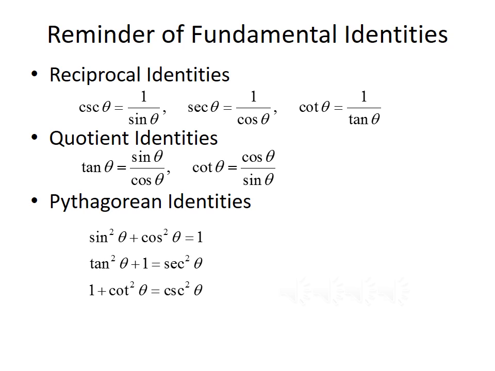And finally, we have the Pythagorean identities. Sine squared theta plus cosine squared theta equals 1, tan squared theta plus 1 equals secant squared theta, and 1 plus cotangent squared theta equals cosecant squared theta.